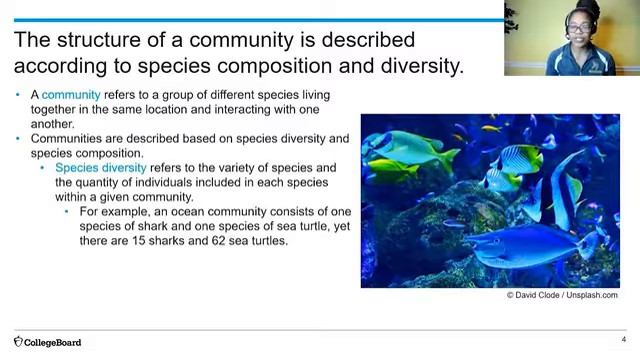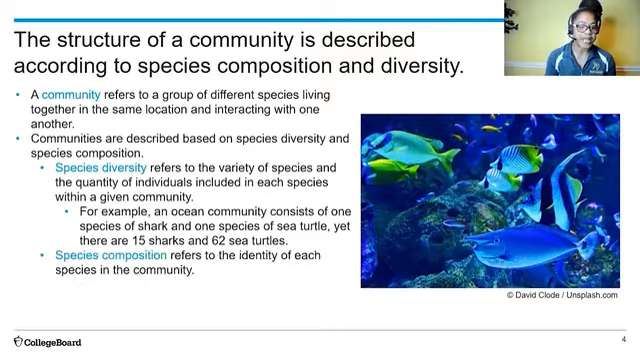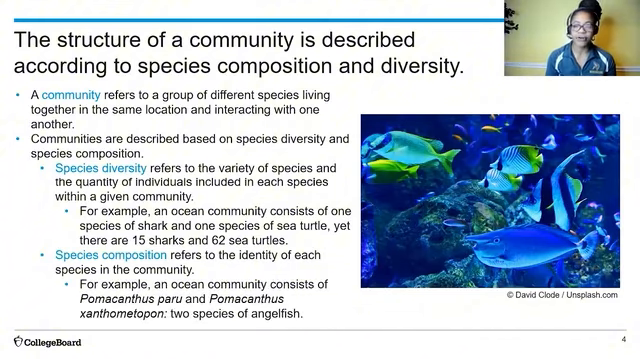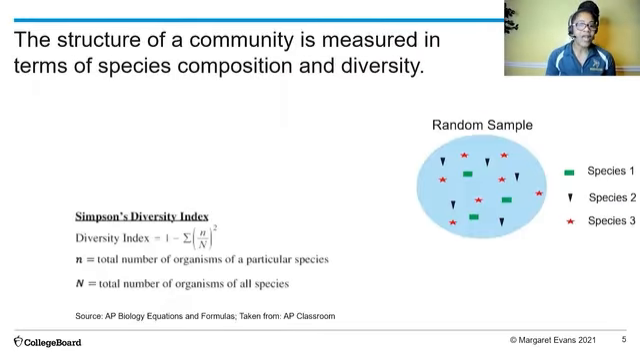For example, this ocean community might have one species of shark and one species of sea turtle, yet there may be 15 sharks and 62 sea turtles. Species composition refers to the identity of each species in the community. So again, for our ocean community, we might have two species of angelfish, one called Pomacanthus paru and one called Pomacanthus xanthometopin. The structure of a community is measured in terms of this species composition and diversity.